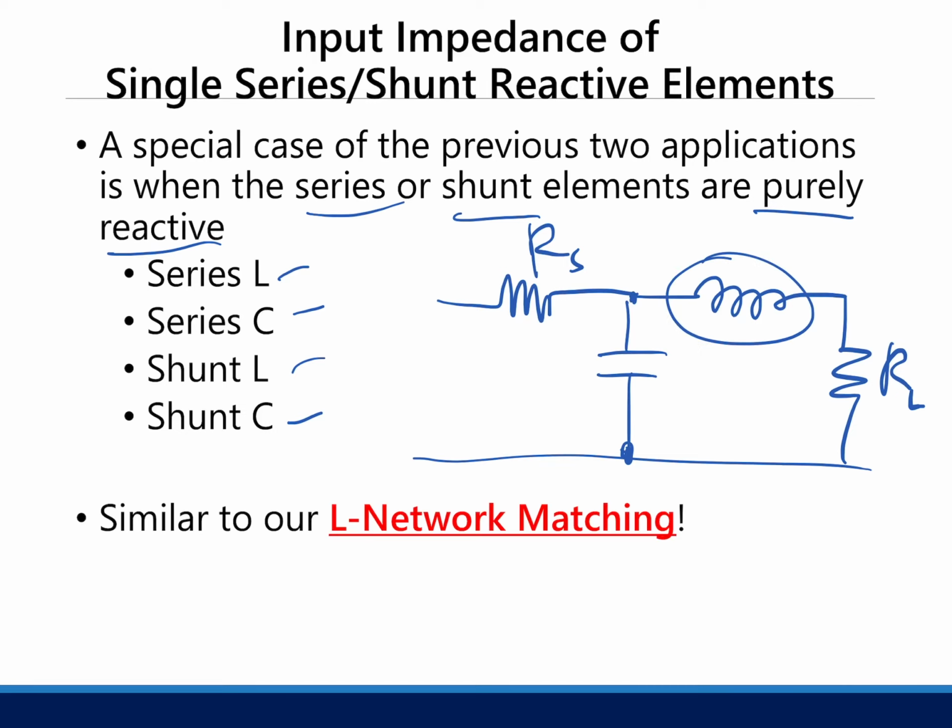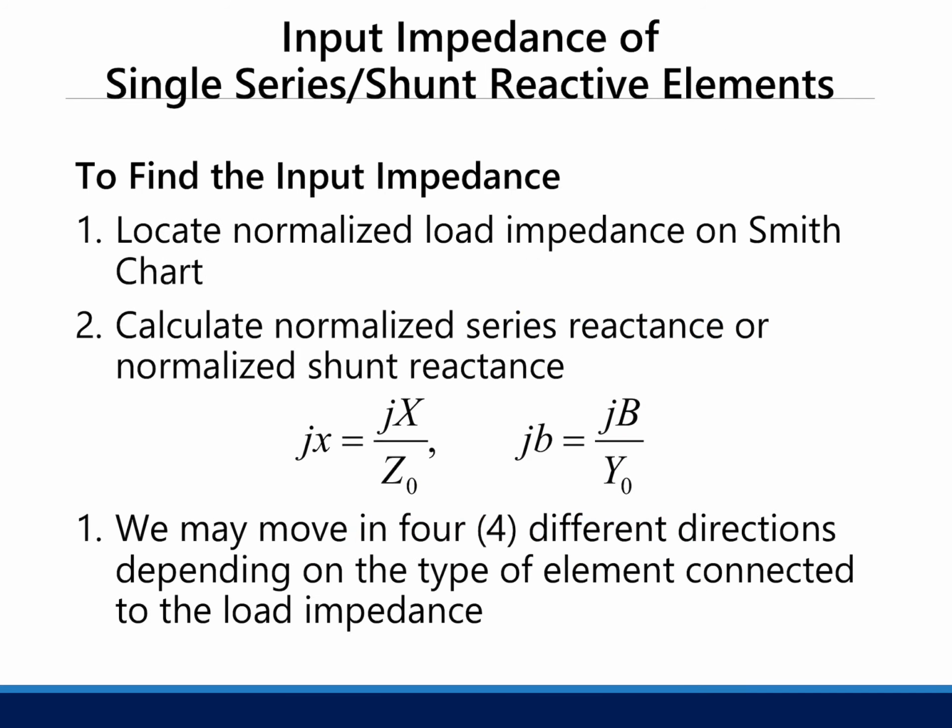First you get a series L and then a shunt capacitance. We can use them, or we can use the Smith chart to determine the values of these components without doing the tedious numerical analysis. Okay, so how to do that? First, you normalize everything by Z0 or Y0. Always get the normalized impedance or normalized reactance first.